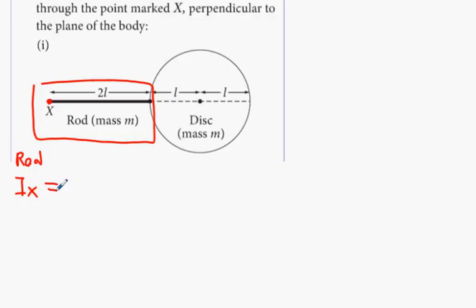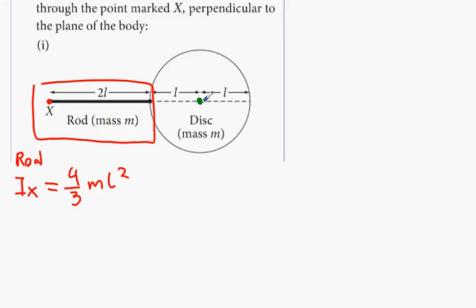What do we know that as? 4 over 3 ml squared. Reason? The rod's mass is m, its length is 2l. It matches the generic formula. There's no need for any modifications. Good with that? Okay. Now that we've cleared the rod up, what we're next going to do is the disc. So, circle that up. Now we're on to the disc.